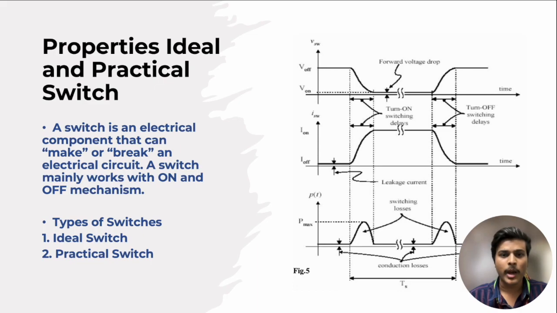2200069077. Today I'm going to present about the properties of ideal and practical switch. So the switch is an electric component that can make or break the circuit. A switch electrically works mainly on the principle of on and off mechanism. There are two types of switches called ideal switch and practical switch.